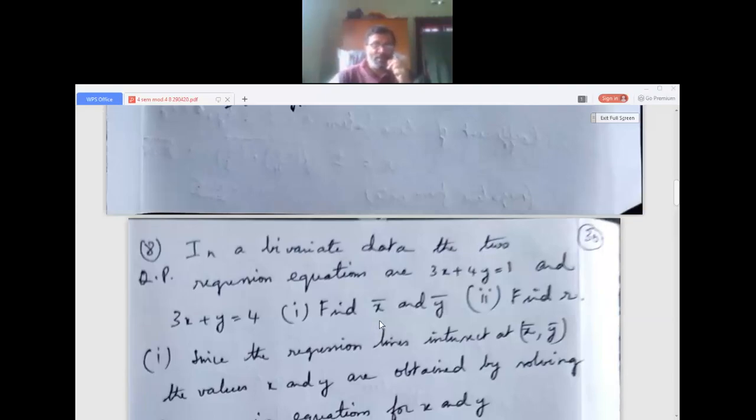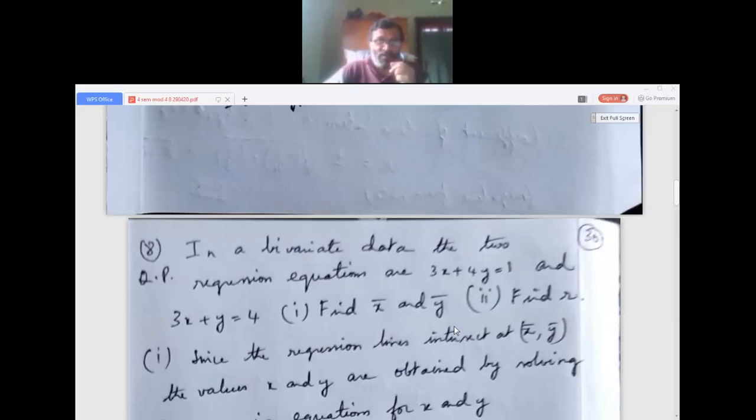Okay. Now, I again repeat the question. You know that in a bivariate data, the two regression equations are 3x plus 4y equals 1 and 3x plus y equals 4. So find x bar and y bar. That is the question. Find x bar and y bar and find r.